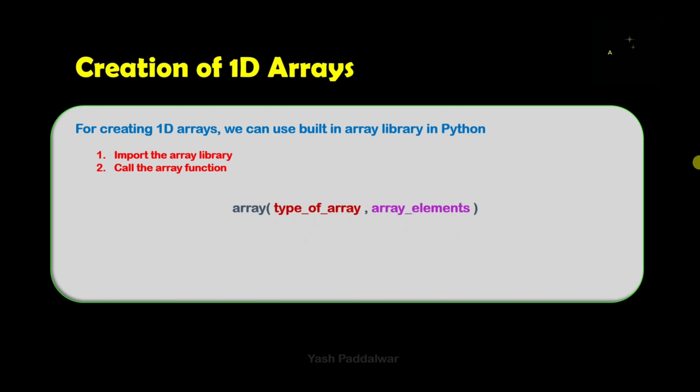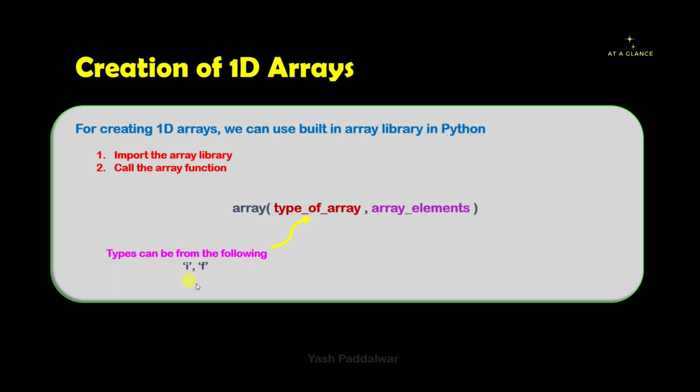Now the basic array function inside the array library takes two arguments. In the first argument, we need to mention the type of the array, and in the second argument, we need to mention the elements of the array. Now, as you know, inside an array all the elements are of the same type, therefore we need to mention the type of the array in the first argument.